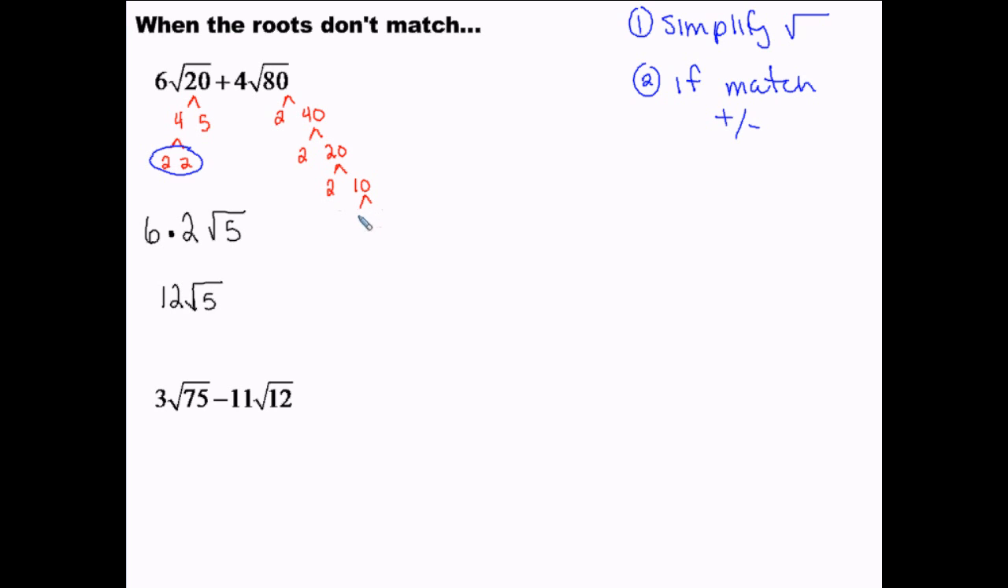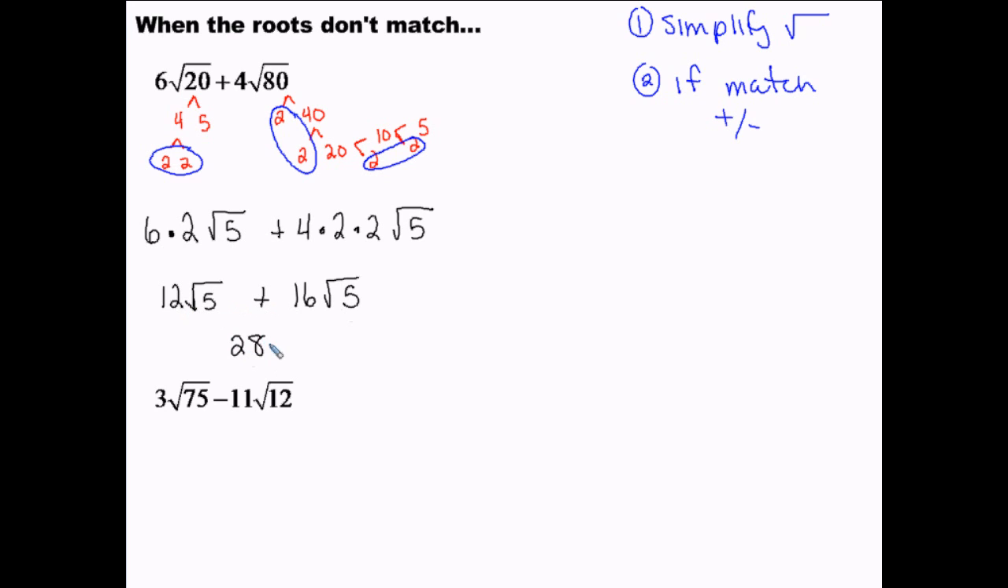All right, 80 is 2 times 40, which is 2 times 20, which is 2 times 10, which is, hold on, I'm going to go sideways, which is 2 times 5. So I have 2 pairs of 2 that I can bring out. That 4 that was there is still there. I bring out the 2 pairs, 1 each, and the 5 gets left behind. So 4 times the square root of 80 is the same thing as 16 times the square root of 5. Now they match. Now I can add them. So 12 and 16 is 28.